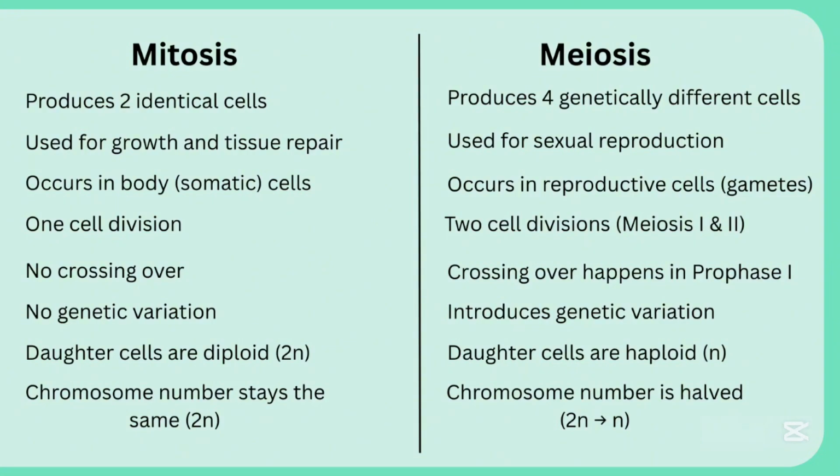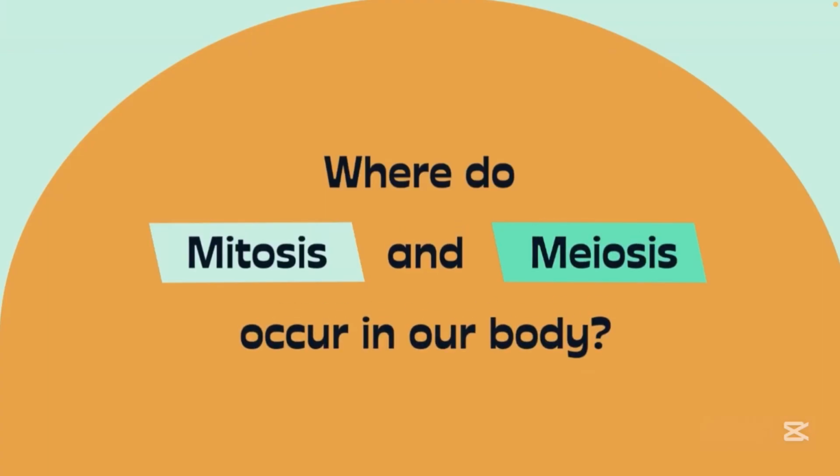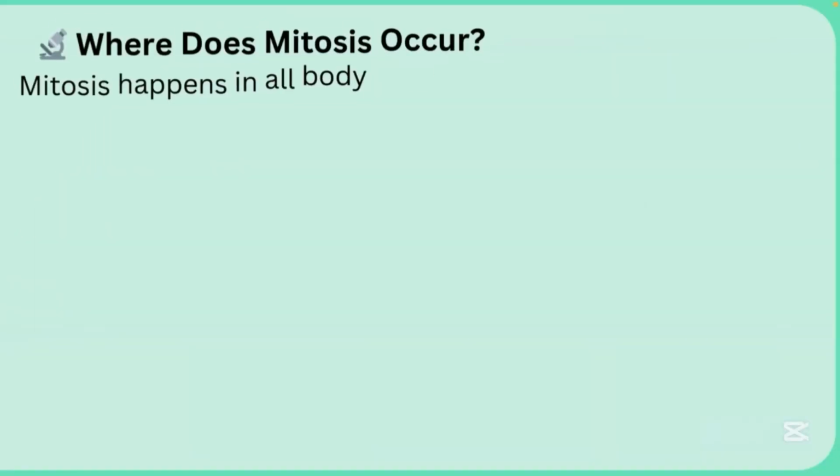And just to make things easier, I have formed this table to make you guys understand it more easily. So now we can go to the next topic, which is where do mitosis and meiosis occur in our body? It's one of the basic questions, so let's see the answer.